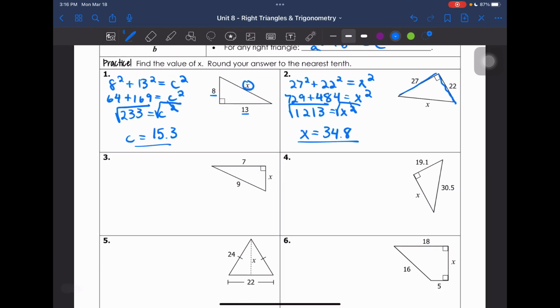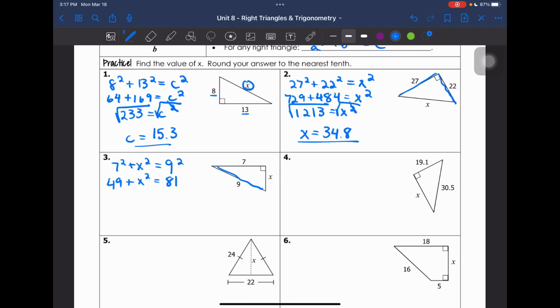Let's look at number 3. Our variable now is one of the legs. So instead of writing it like we saw before, we're now going to do something like this. 7 squared plus x squared, because that's one of our legs. And then the 9 squared, since that's the hypotenuse, that always needs to go on the other side by itself, and it's also going to be squared. So 7 squared, that's like asking what's 7 times 7, 49. We can leave x squared how it is. And then 9 squared, what's 9 times 9?